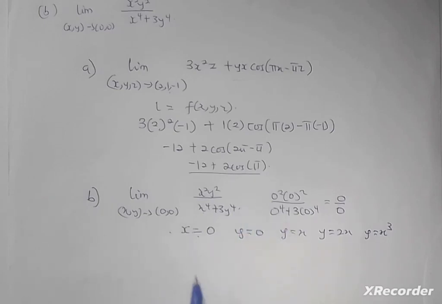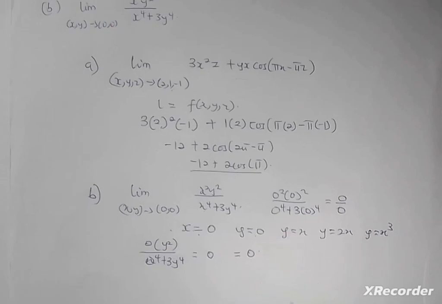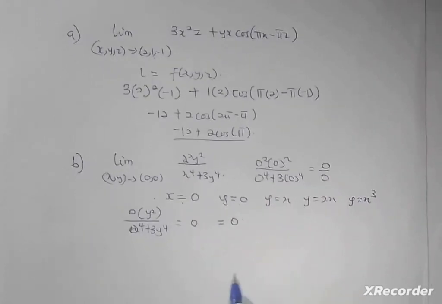Now, let's test for any of them. So let's take x equals 0. So if x is equal to 0, I'm going to get 0 multiplying y squared all over x, that is 0 to the power 4 plus 3y to the power 4, giving me 0 as a limit point. Therefore, I can go ahead to test for y equals 0, and obviously y equals 0 will also give me 0.